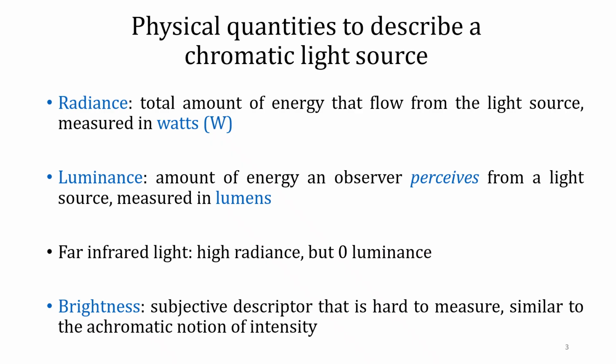Physical quantities to describe a chromatic light source are radiance, luminance, and brightness. Radiance is the total amount of energy that flows from the light source, measured in watts. Luminance is the amount of energy an observer perceives from a light source, measured in lumens. Far infrared light will have very high radiance, but zero luminance. Brightness is a subjective descriptor that is hard to measure, similar to the achromatic notion of intensity.